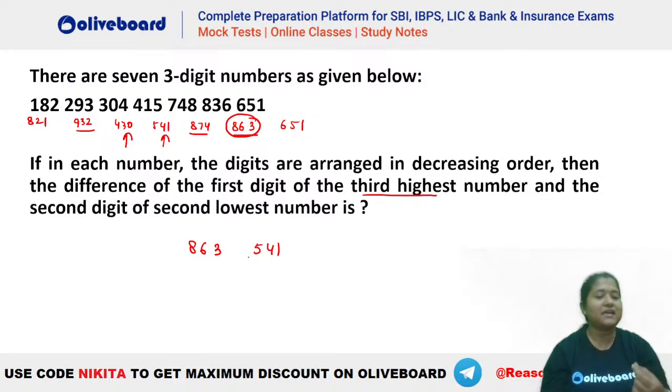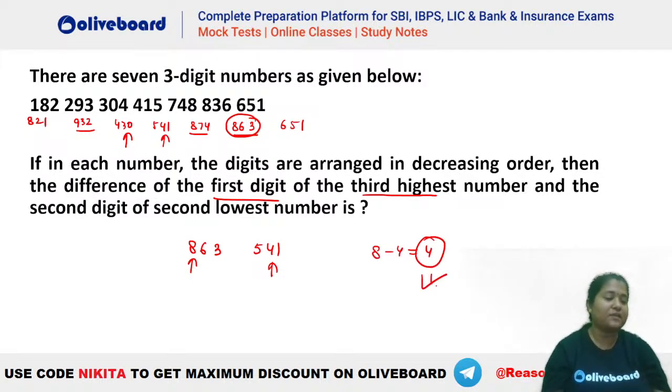Now, what is the difference that we need to find? 874 is the second highest. Okay, we have to take the third highest number. You can see the highest number is 932, second highest is 874, third highest is 863. So we will be having 863 and 541. Now what is the difference that we need to find out? The difference of the first digit of the third highest number and the second digit of the second lowest number, that is 4. So 8 minus 4 gives us a 4 here. So 4 would be the right answer.